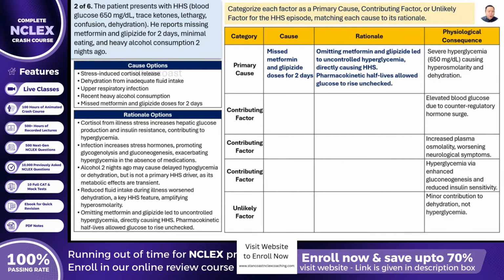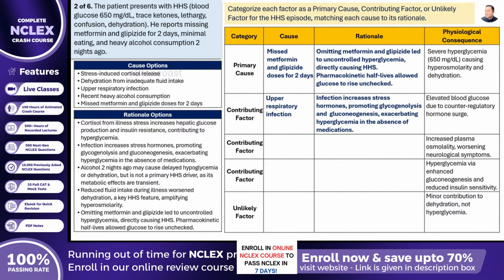Now, let's move on to one of the contributing factors. What do you think would be one of these factors? Now, let me just say the answer here. That is the upper respiratory infection. Remember, in the medical record, the patient had a recent upper respiratory infection. And the rationale for this one is infection can increase stress hormones. It will promote glycogenolysis and gluconeogenesis, and this will exacerbate the hyperglycemia in the absence of the two medications. So that's why we consider this a contributing factor.